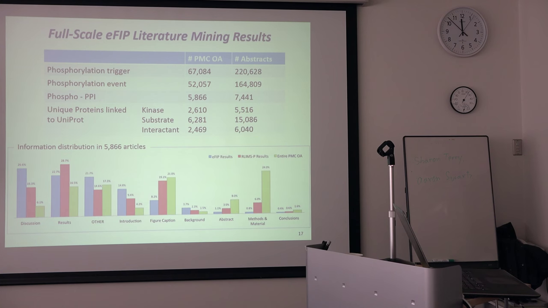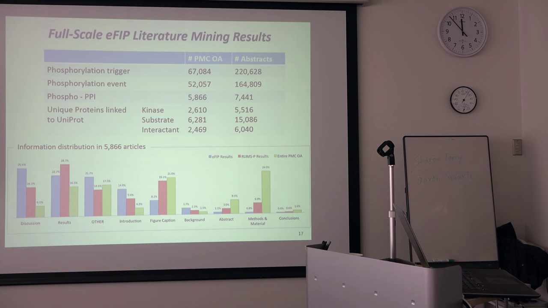One interesting thing when we start analyzing the information content from the full-length articles, from those 5,800 full-length articles, is that we try to look at where the information that we extract is coming from. We notice that for the RNSP and the EFIP, the majority of the results are coming from the discussion and the results, and from the abstract, very few. That means that if you really want to find a lot of this information, the abstract is not sufficient. It probably gives you less than 10% of what you need to find, for example, the specific phosphorylated site and the kinase involved.